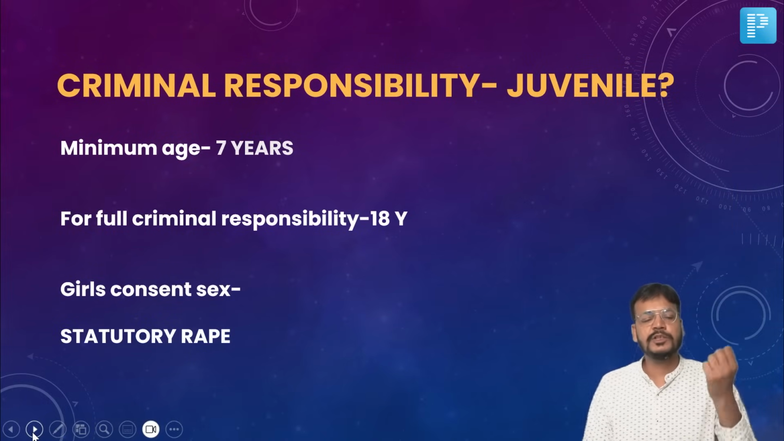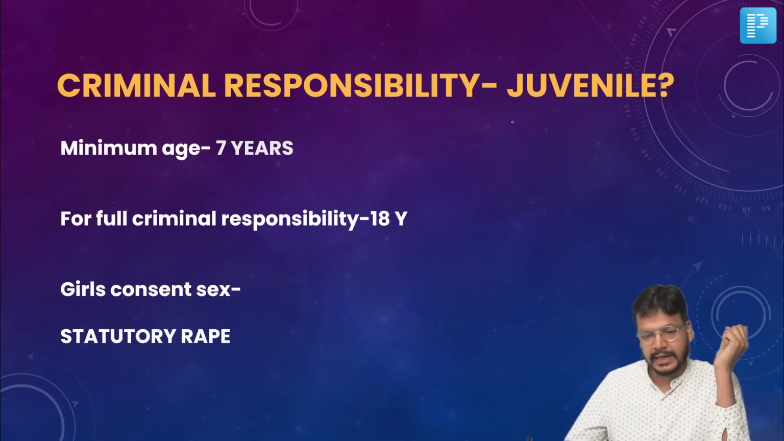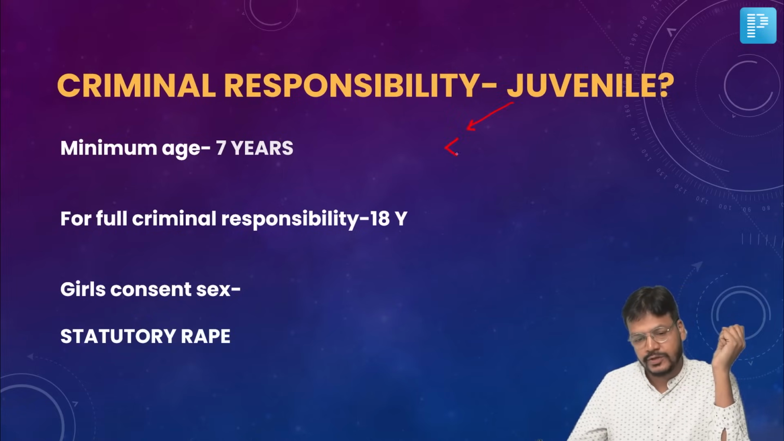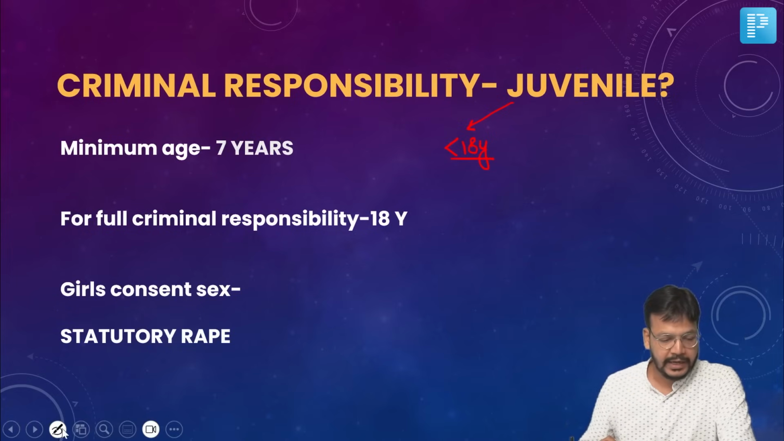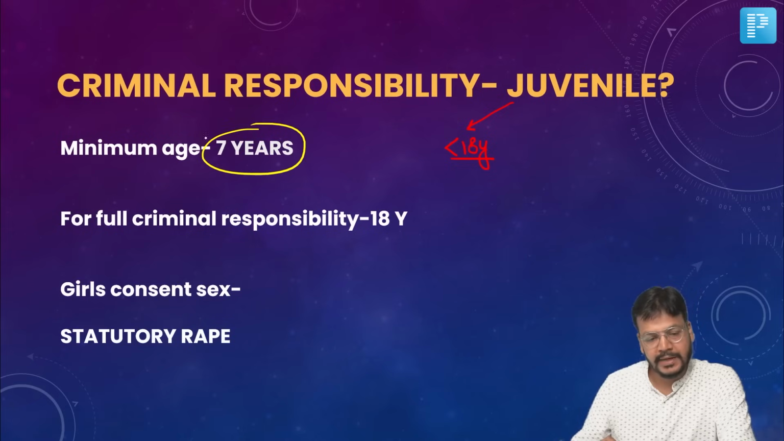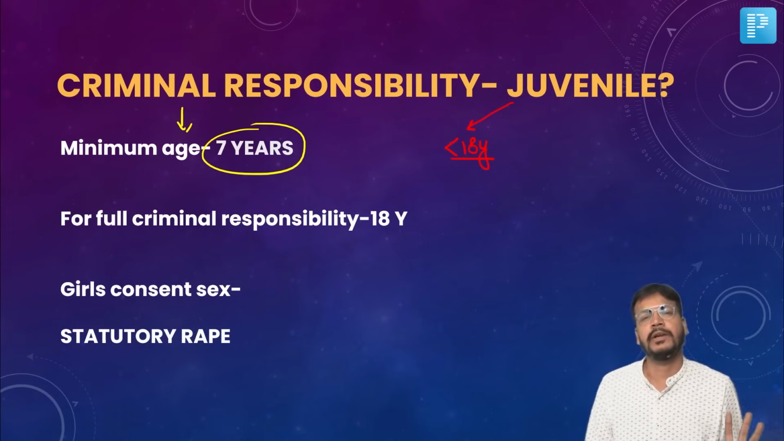Sir, criminal responsibility of a juvenile. Now sir, what is the age of a juvenile? If you get a question, the age of a juvenile is any child below 18 years of age. What is the minimum age of criminal responsibility? 7 years. Below 7 you are not criminal at all.